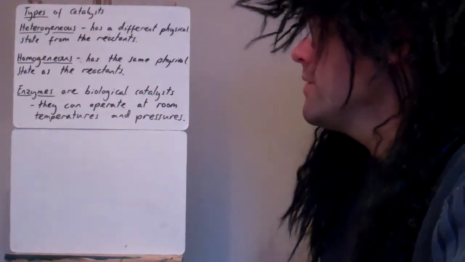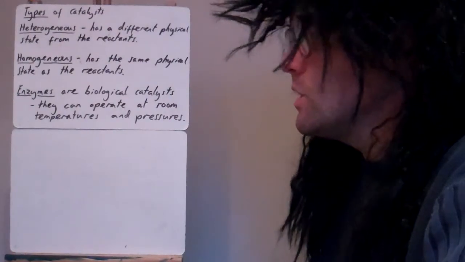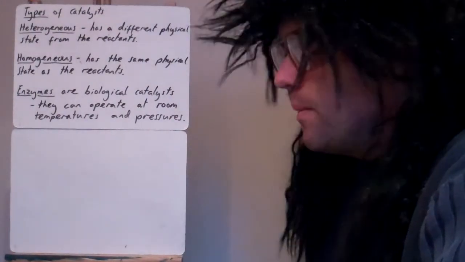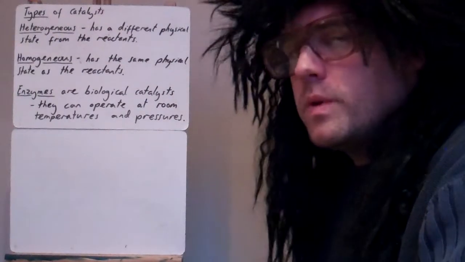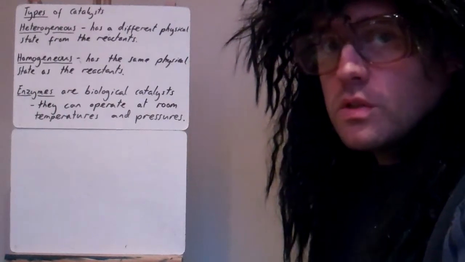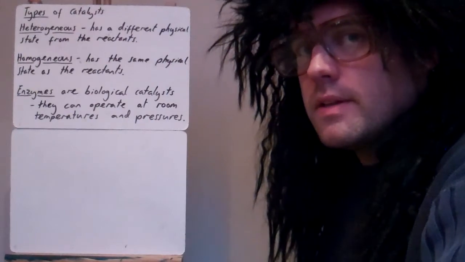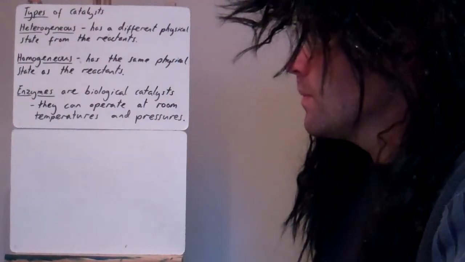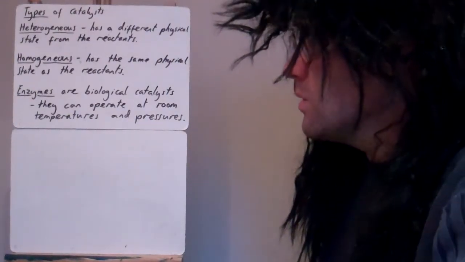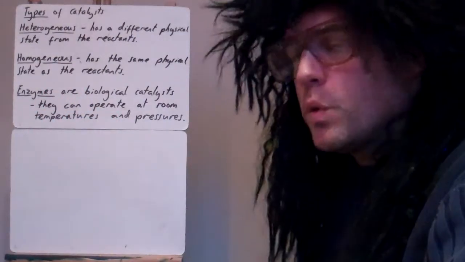Homogeneous ones, they have the same physical state as the reactants. So an example of this, a lot of times when we use acids as catalysts in solutions, all the reactants will be in solution, including the catalyst, so it'll be the same physical state. Another type of catalyst, or sort of catalyst, is an enzyme. An enzyme is a biological catalyst.